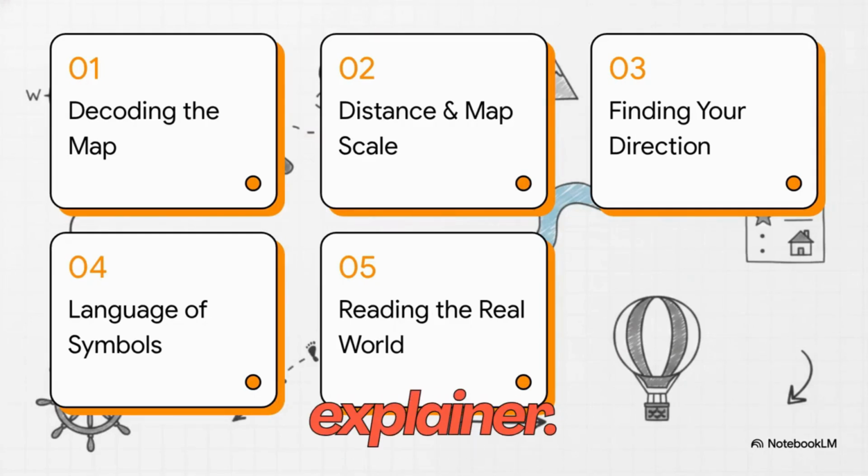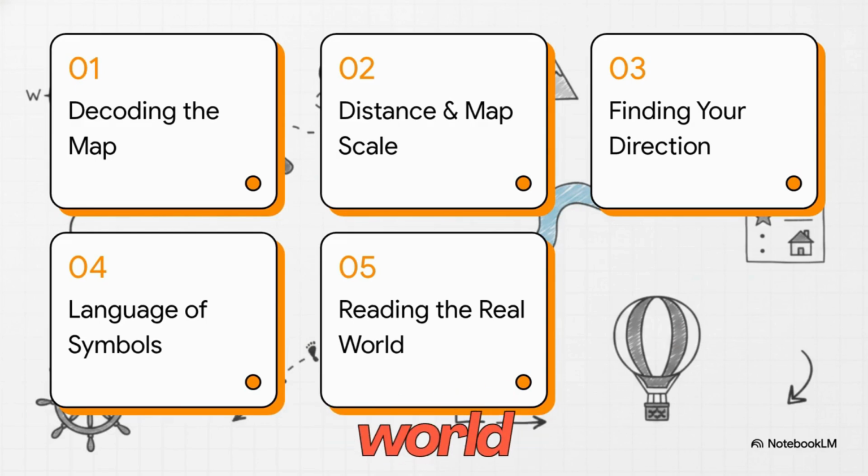Here is our roadmap for this explainer. 1. Decoding the map. 2. Distance and map scale. 3. Finding your direction. 4. The language of symbols. And 5. Reading the real world.